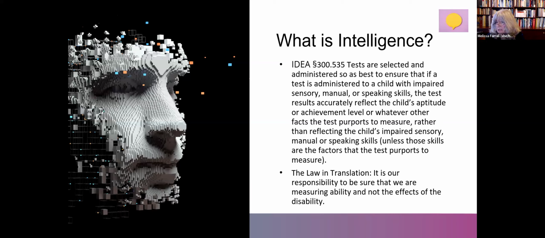So let's just look at this language just a minute. Tests are selected and administered so as to best ensure that if a test is administered to a child with impaired sensory, manual, or speaking skills, the test results accurately reflect the child's aptitude or achievement levels or whatever other factors the test purports to measure, rather than reflecting the child's impaired sensory, manual, or speaking skills.